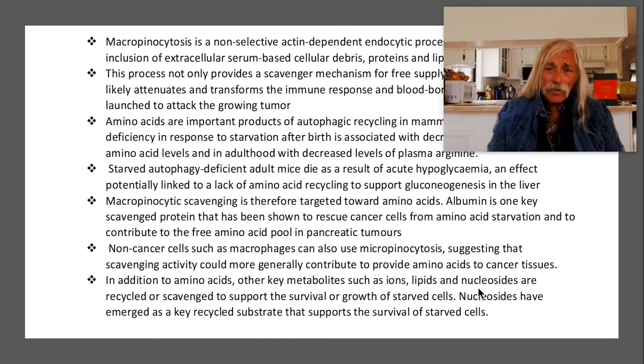Macropinocytic scavenging is therefore targeted toward amino acids because many of them are essential. Almost half of them are, right? Albumin is one key scavenged protein, so that's the source of the amino acids. Of course, it's got to also be full of fatty acids, right? Because fatty acids translocate in the serum non-selectively via serum albumin. So it's shown to rescue cancer cells from amino acid starvation because it's pulling in that protein albumin and contributes to the free amino acid pool that can ultimately be utilized in pancreatic tumors, for example, to build up glucose synthesis.